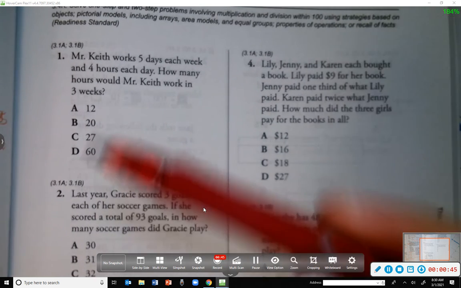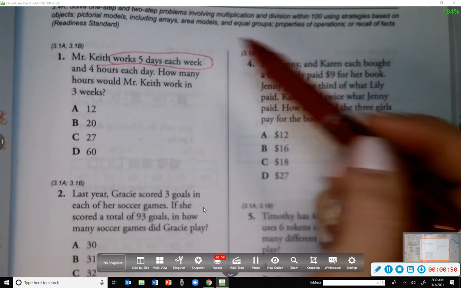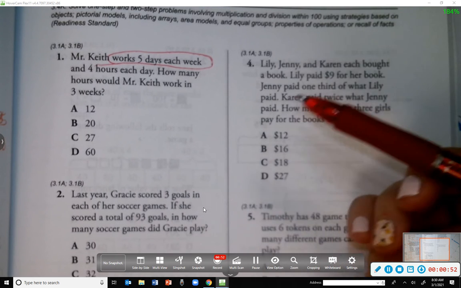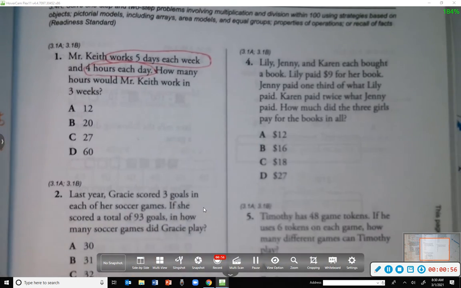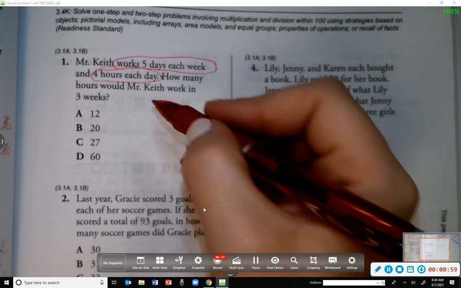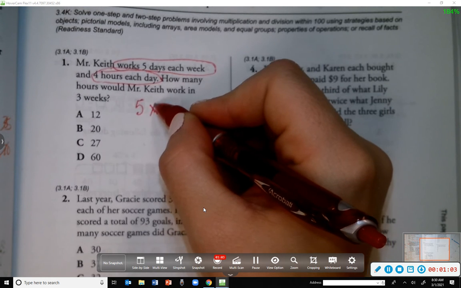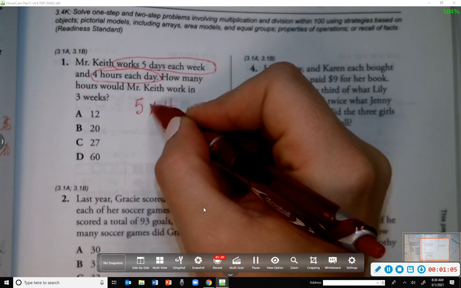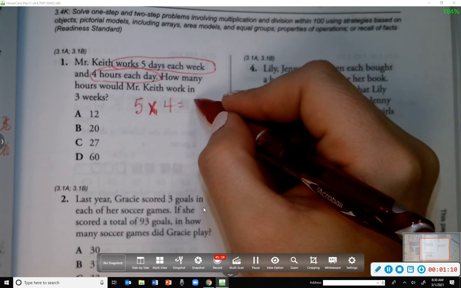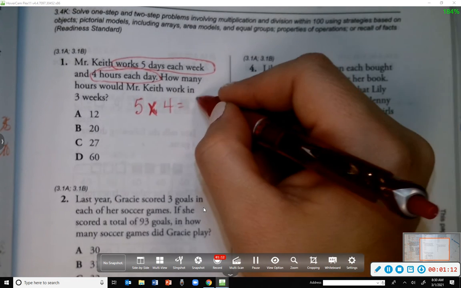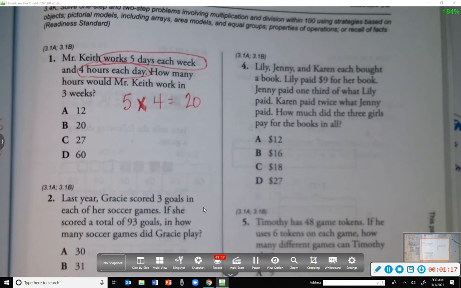Okay. Mr. Keith works 5 days each week. Is that important? Yes, that's important. And 4 hours each day. Is that important? Yes. Okay, so if I have 5 days a week that I work and 4 hours each day, that's a multiplication problem. Okay, so 5 times 4 is what, class? 20. So that's just 1 week, though, because there's 5 days in a week.